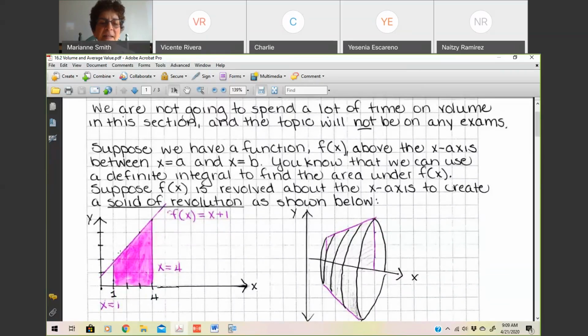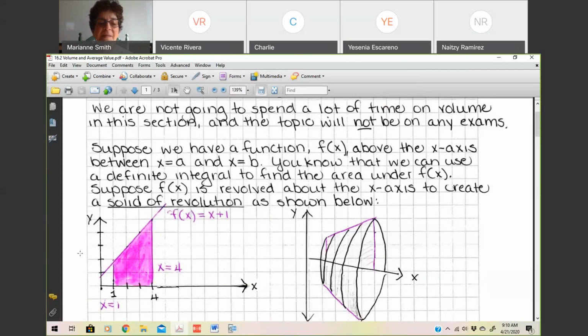Suppose we have, let's look on the left, suppose we have a function f of x equals x plus 1. Okay, and let's say for the purposes of our discussion, it is always above the x-axis. It's always positive, it's non-negative. And you are interested in the graph of this function between two x values. So here I've picked x equals 1 and x equals 4, and you can see those as vertical lines in my drawing here. So you know that this function and these two vertical lines and the x-axis create this purple region, okay? So the region is bounded by those lines, okay?